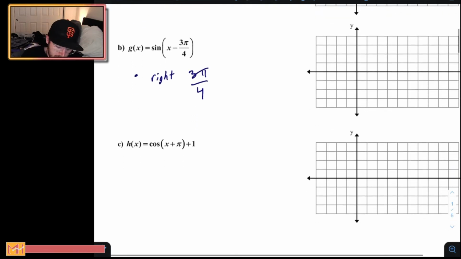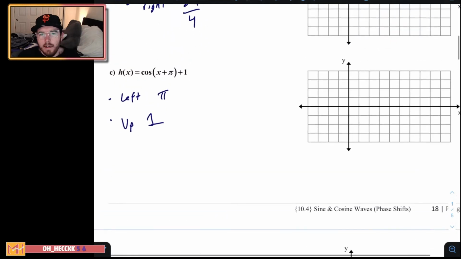Okay? And what is this telling us to do? Go left pi and up 1. I need you to know that. I need you to be able to read that off and to describe that. Okay?